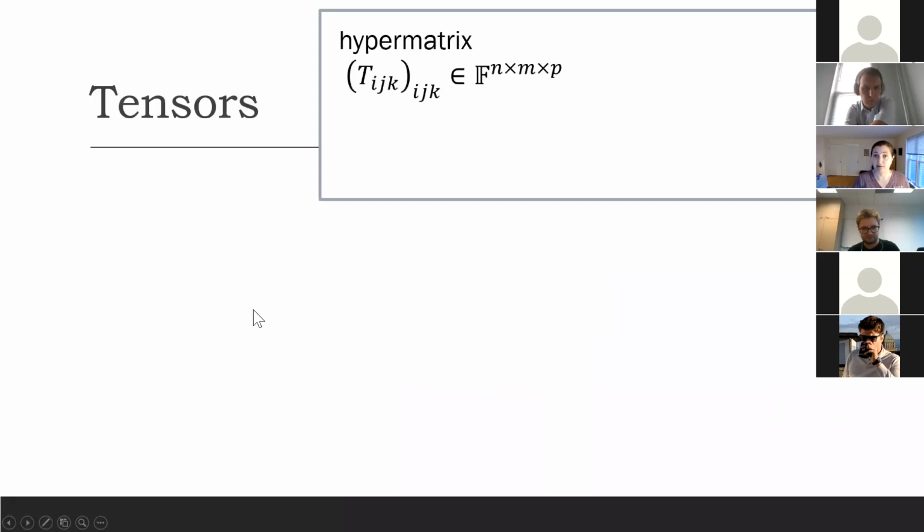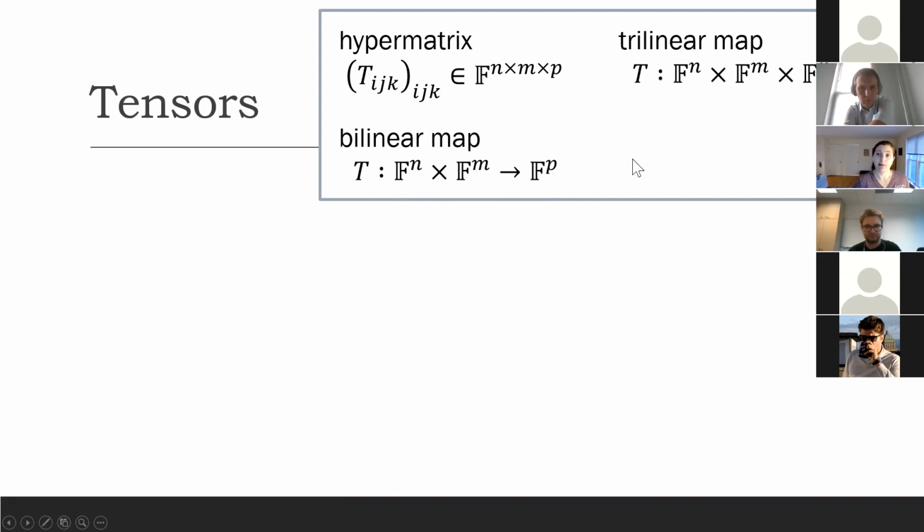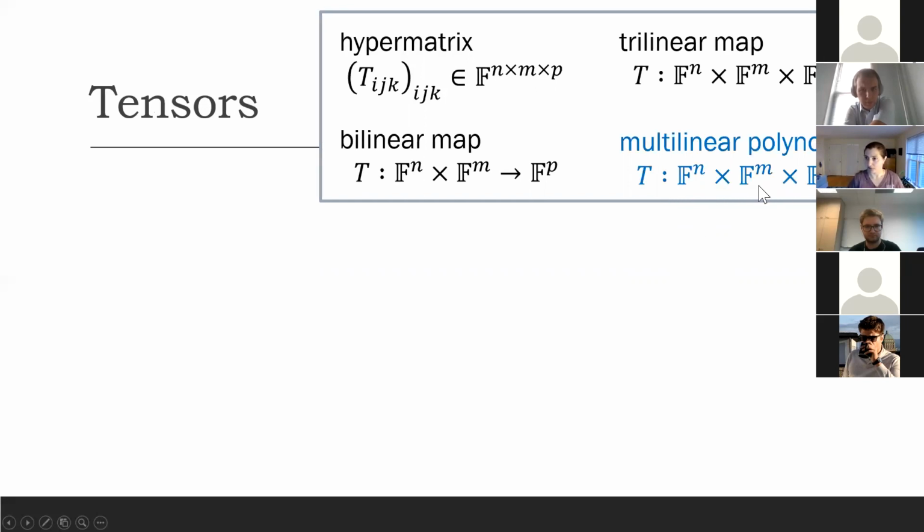What are tensors? Tensors have many guises. Order 3 tensors can be viewed as hypermatrices, with entries from an underlying field like this, or they can be viewed as bilinear maps, where you take 2 vectors from the field and output another one. Or they can be thought of as trilinear maps: you take 3 vectors and output a scalar. Or they can be viewed as multilinear polynomials. And I'm going to take this third view, because it just makes the most sense. It's the simplest way to talk about them.